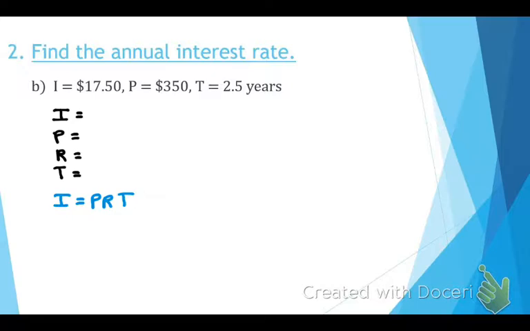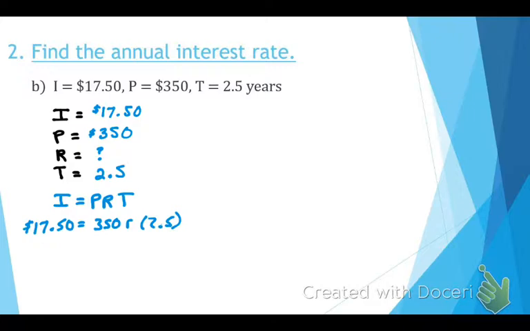All right, as I just walked around, I saw a lot of people with the correct answer. So let's just talk about it. Interest was $1,750. The principal was $350. We didn't know the rate yet, and the time is 2.5 years. So as you plugged that in, I saw $1,750 equals $350 times R times 2.5.